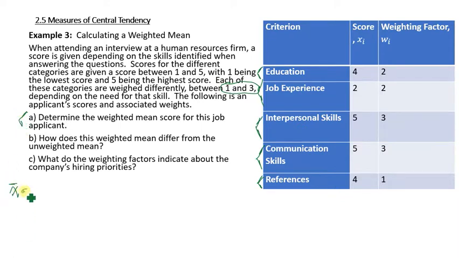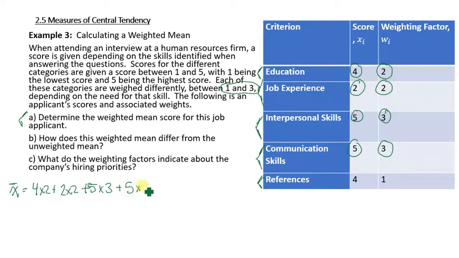So let's go X bar. Education: this individual got a score of 4 and it's weighted 2, so 4 times 2. Job experience, a score of 2 and a weight of 2, so 2 times 2. Interpersonal skills, 5 times 3, plus 5 times 3 for communication skills, and then references are 4 times 1. Then we're going to divide this entire thing.